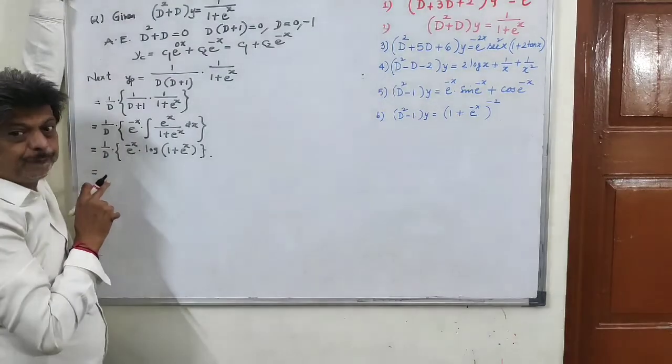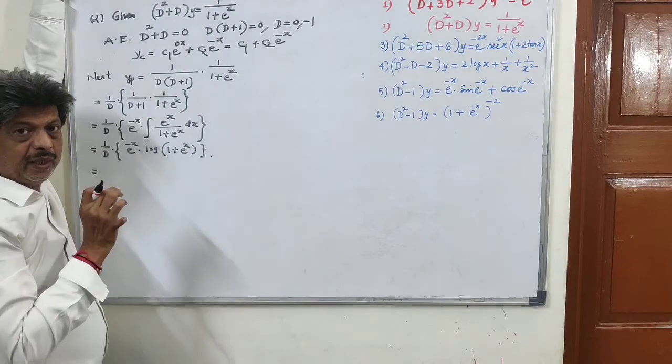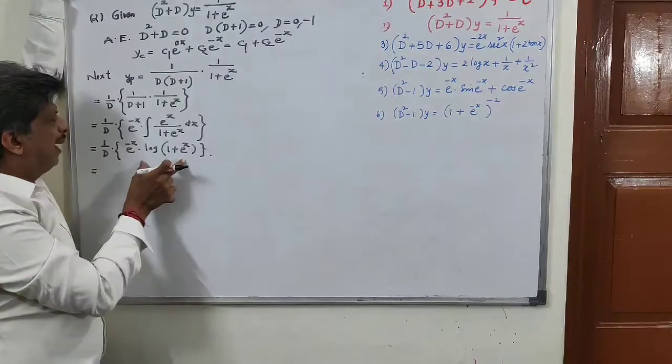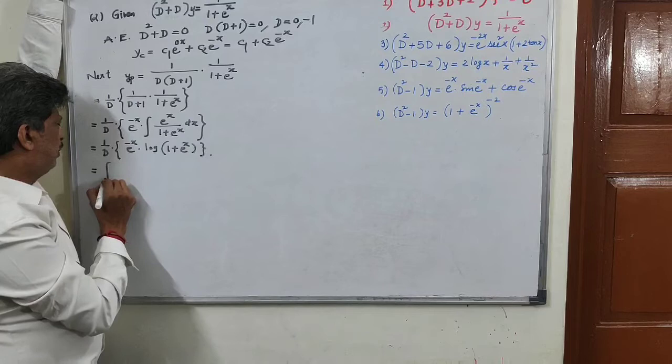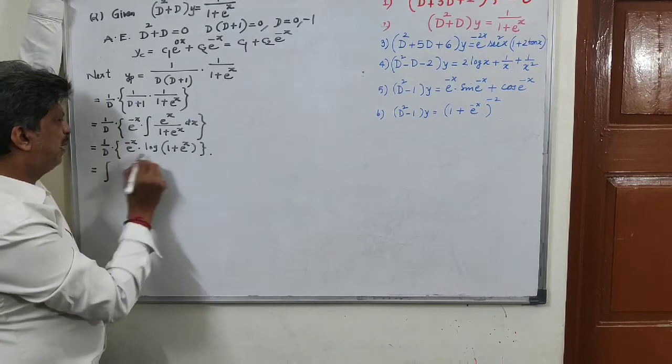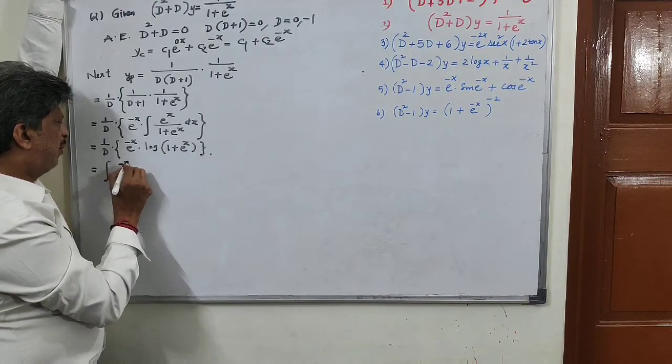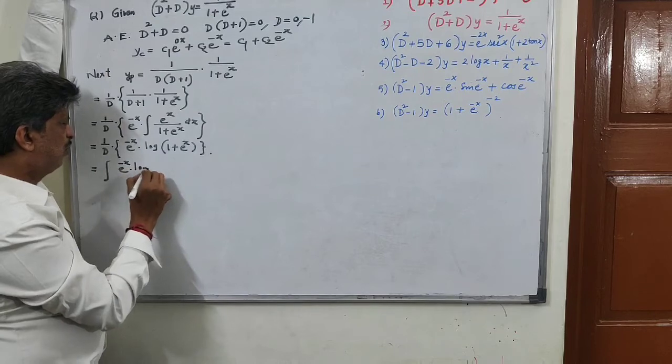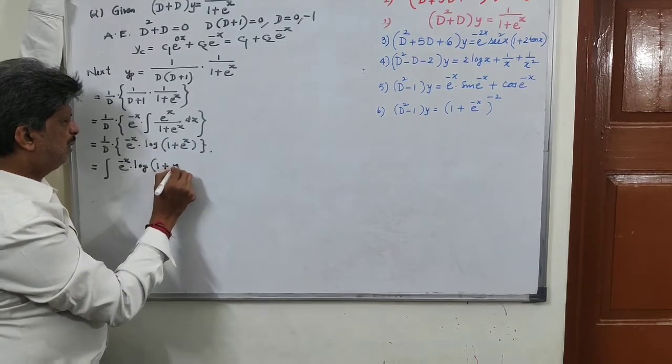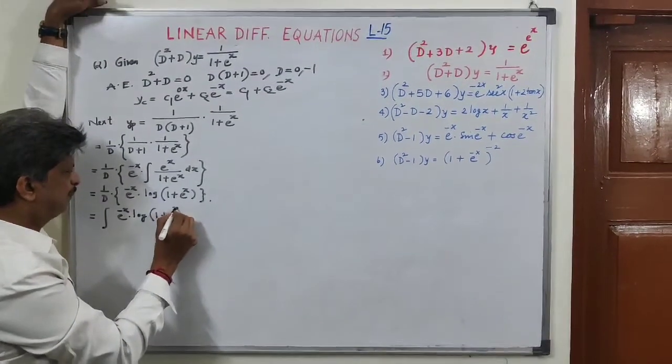1 upon D means integral with respect to x. This is equal to the integral of this complete e raised to power minus x into log of 1 plus e raised to power x.